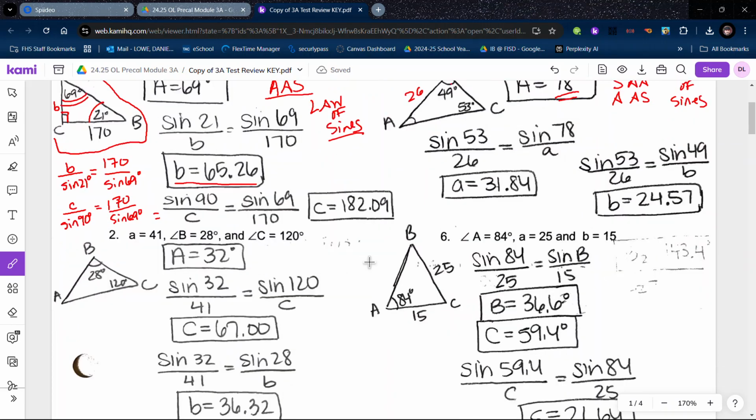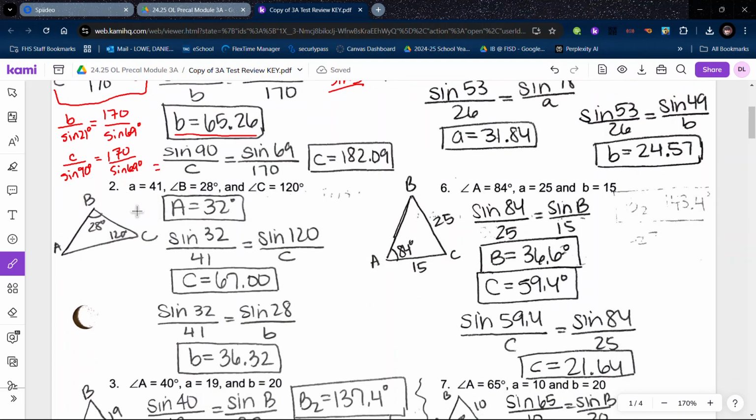Look at the next example coming down here, just looking vertically. Once again, looking at the information we're given, side A is 41. We can figure out that this angle right in here is 32 degrees, because 32 degrees plus 28 degrees plus 120 degrees has to equal 180 degrees. We set up our sine ratio, and we'll notice that this is angle-side-angle, and with angle-side-angle, you're still going to use the law of sines primarily.